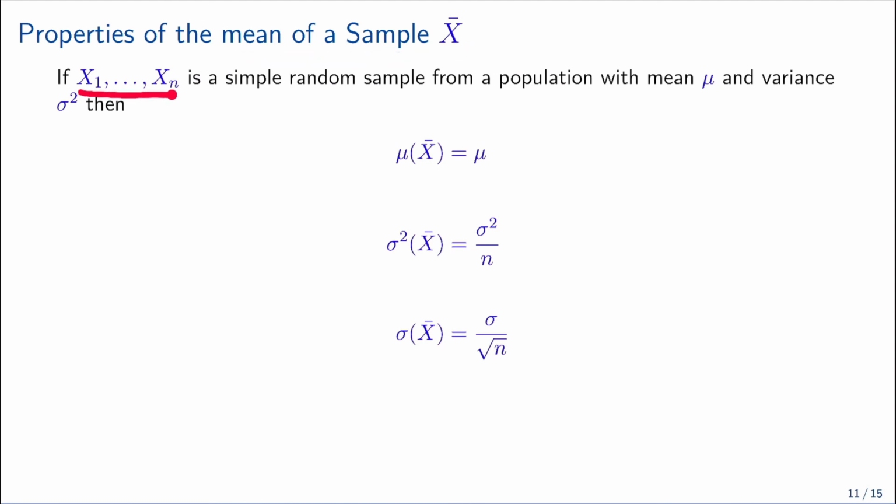Finally, the properties of the mean of a sample. If x1 to xn is a simple random sample from a population with mean mu and variance sigma squared, we have that the mean of the sample mean is equal to the mean of the population. Now, the variance of the sample mean will be equal to the variance of the population divided by n, and n is the size of the sample. Now, the standard deviation of the sample mean will be equal to the standard deviation of the population divided by the square root of n.